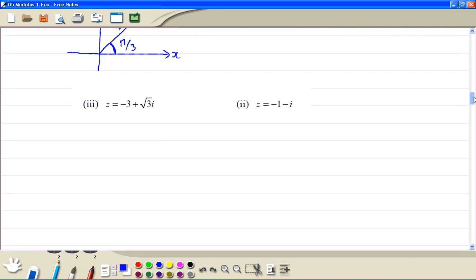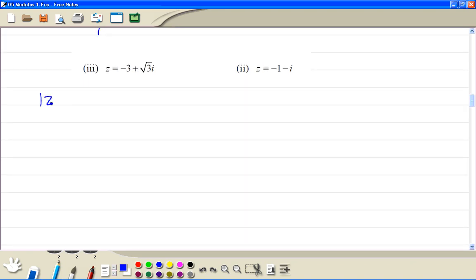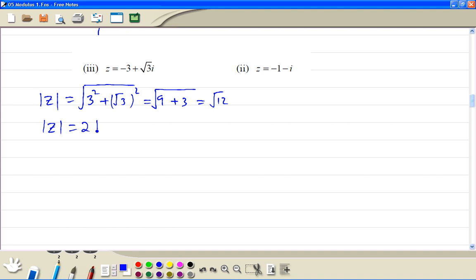Let's do example 3. First, the modulus: 3 squared plus root 3 squared, which gives us 9 plus 3, and we take the square root. So this is the square root of 12, which is equal to 2 times root 3. And then the argument: root 3 divided by 3, where the denominator is minus. Now from the calculator we get the answer to be minus pi over 6.